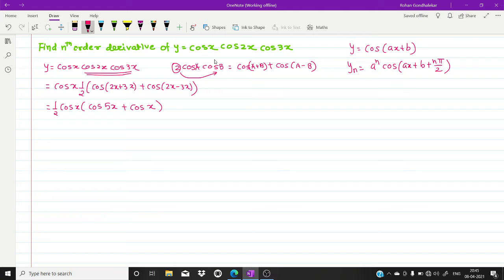Now some of you are confused, sir, why did you directly write this as cos x? Because 2x minus 3x is minus x, but we know cos of minus x is cos x. Sin of minus x is minus sin x. Only in case of sin there is a difference, right? So hence this is equal to 1 by 2 as it is. I multiply cos x into the bracket. We get cos x into cos 5x plus cos square x.